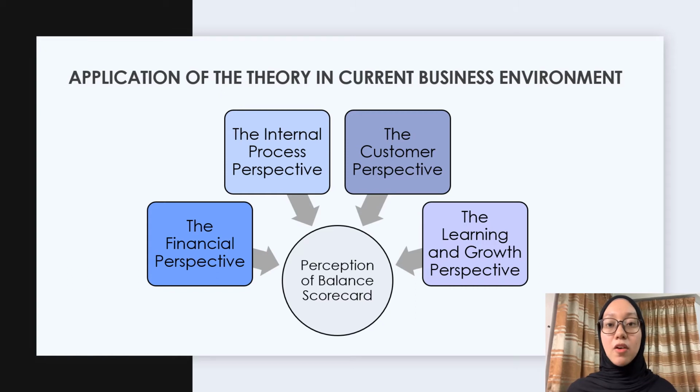Firstly, on perception of balanced scorecard. A company will begin by organizing its strategic goals into key areas to build a balanced scorecard. The four key areas used by Kaplan and Norton are the internal operation perspective, the financial, learning and growth perspective, and the customer perspective. Firstly is the financial perspective.